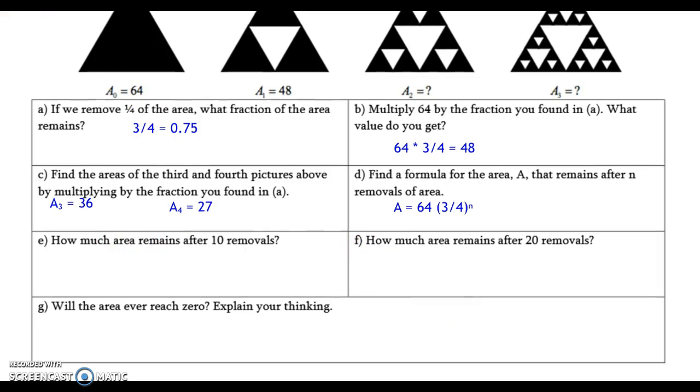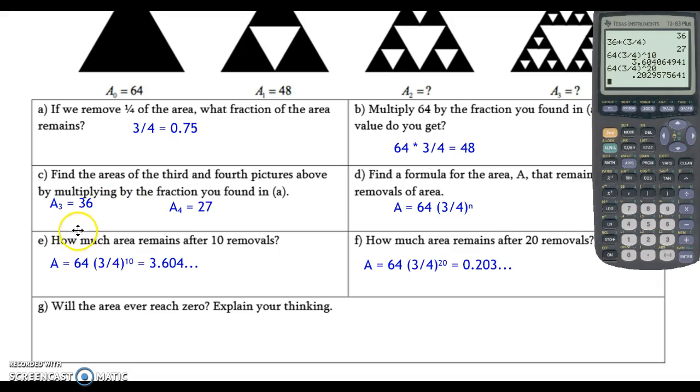Pause the video now and come back when you're done. And here are the answers for E and F. You should have gotten 3.604, etc. and so forth. I rounded the number that was on the calculator, but once you get this number, the rounding is trivial. Same thing for 0.203. I rounded to the nearest 10th, 100th, 1000th, but I didn't have to. It wasn't telling me to do that. I did that out of convenience sake.